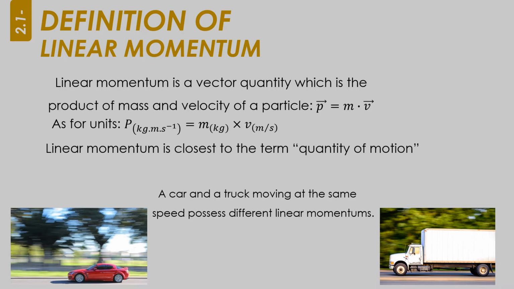Now, if we take the same example, but the car is moving at higher speed than the truck, we all know that the speed of the car may or may not compensate for the mass of the truck. It all depends on values. If you want to get numerical and compare the quantities of motion or the abilities of these two objects, all you have to do is just multiply their mass and their velocity.